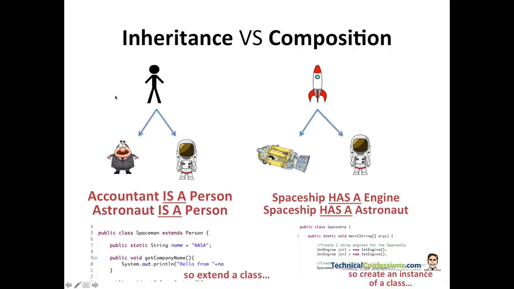So we can have a commonality between the methods and variables within the person class that can then also be used by the spaceman class, and then also the accountant class.